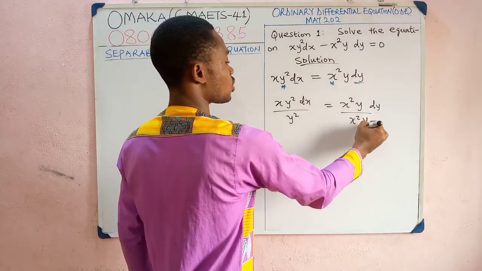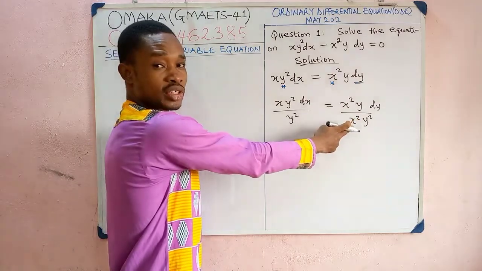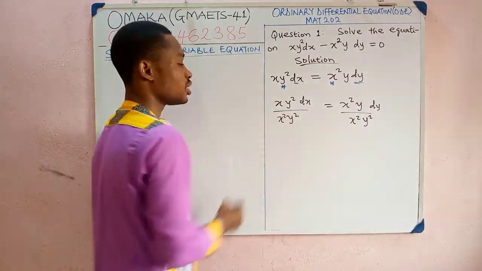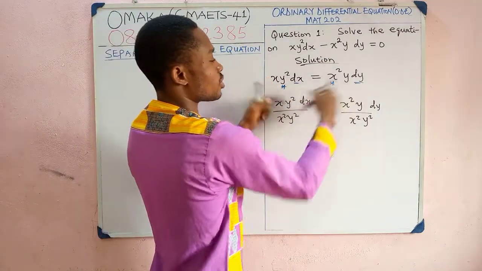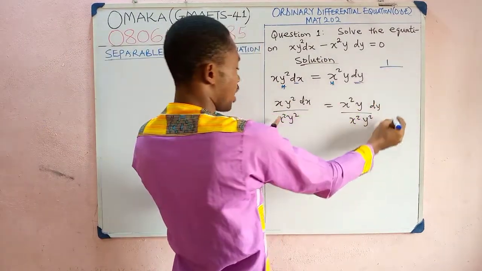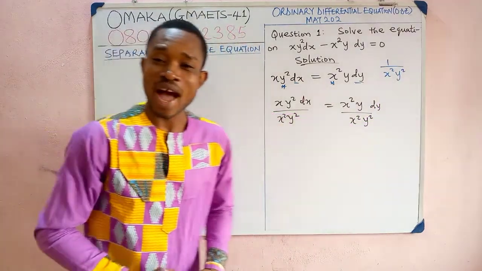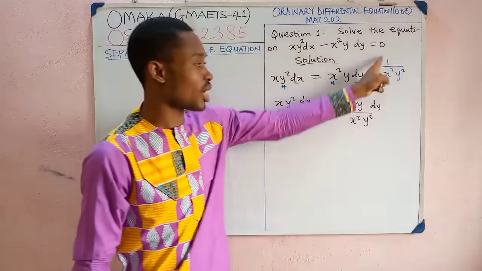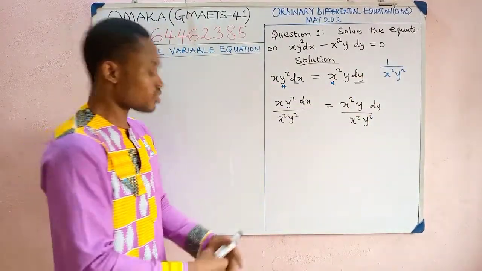So I will bring y squared as a divisor here, and then I divided here by x squared. You take note, is that not so? So I'll bring it here, x squared. Did you take note that actually what I did was to multiply these terms by 1 over x squared y squared? In case you are asked what is the integrating factor of this, look at it: 1 over x squared y squared. Is that okay? Now let us move on.